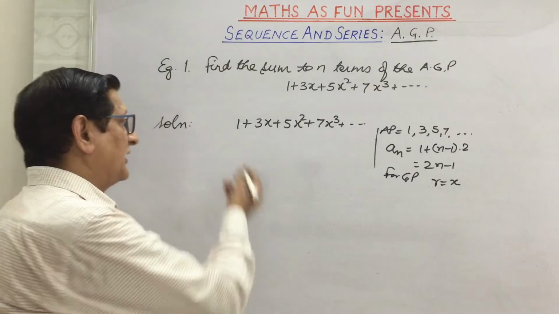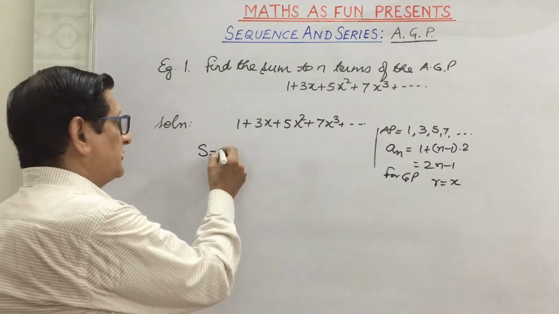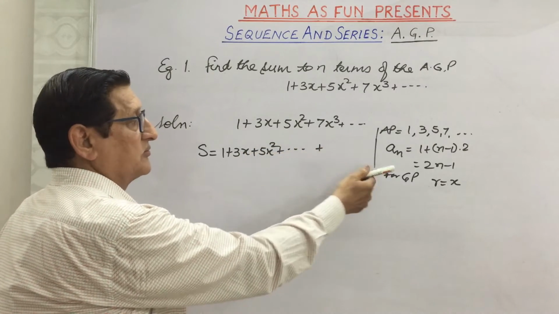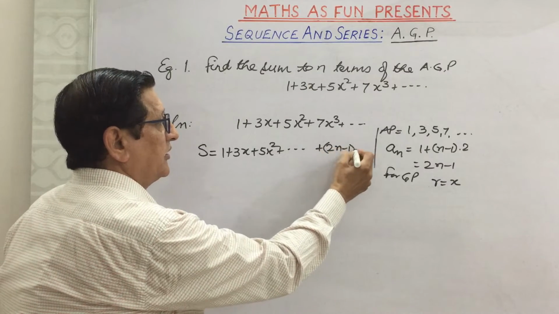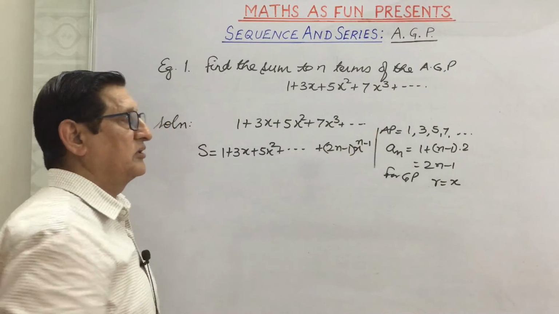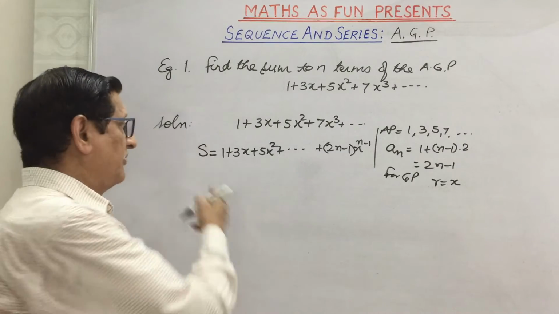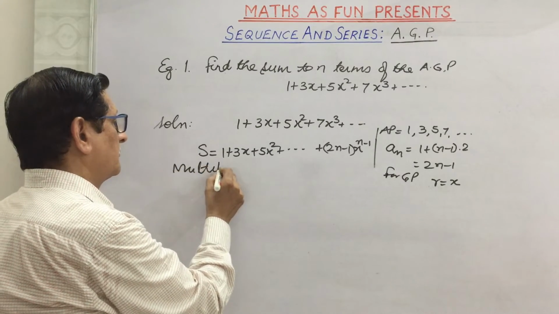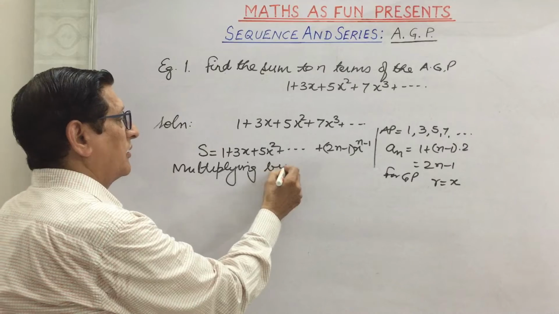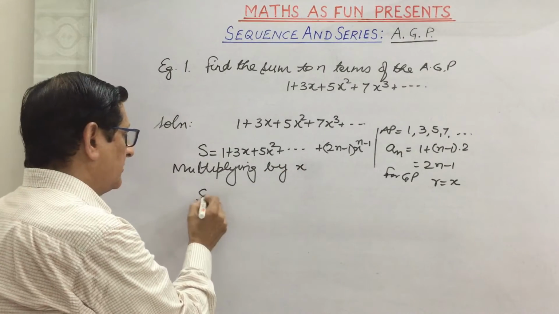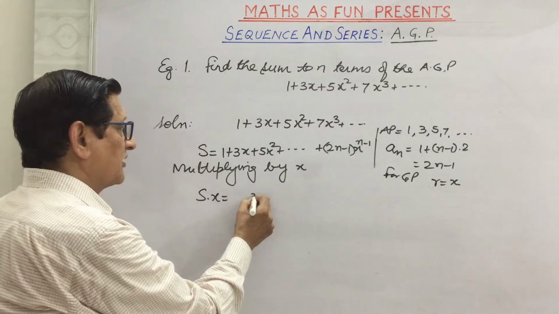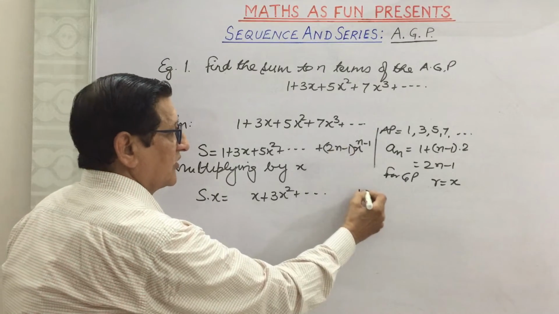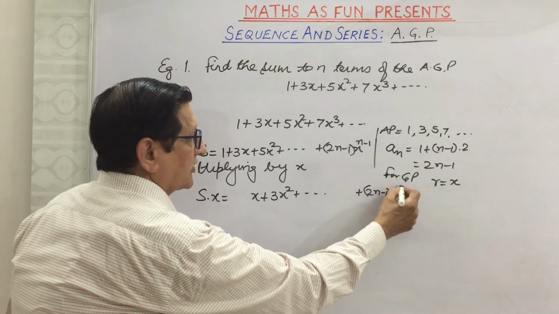To find the sum, let the sum be given by S. That is 1 plus 3x plus 5x square plus so on, and the last term of this is (2n minus 1) into x power n minus 1. If we multiply both sides by r, that is x here, so multiplying by x, we get S into x. This 1 will become x, 3x will become 3x square and so on, and this last term will become (2n minus 1) into x power n.